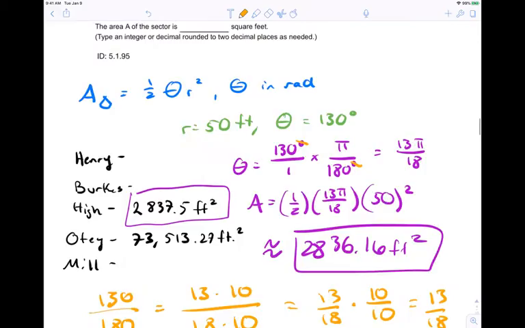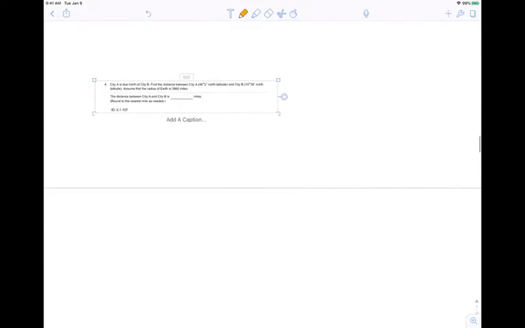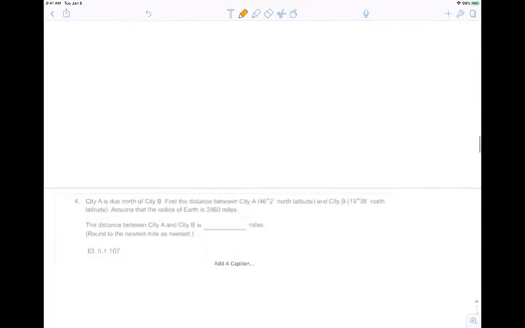Okay, so let's look at this number 4. Again, it's just a quick gauge. I just wanted to see where everybody's at. City A is due north of city B. Find the distance between city A and city B. Assume that the radius of the Earth is 3960 miles. I know we hadn't talked about this one, so for this assignment you're pretty much going to get full credit. It's just an attendance grade and a way for us to talk.